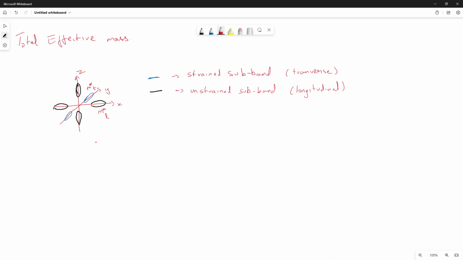So, how do we find out what the average effective mass is? We find the average effective mass by taking the harmonic mean. So, 1 over the average effective mass is given by 4 divided by m star longitudinal plus 2 divided by m star transverse. So this is the formula. Maybe in next week's slides, this will show up in greater detail. That is the formula you will need.